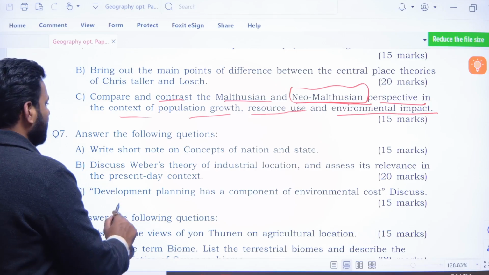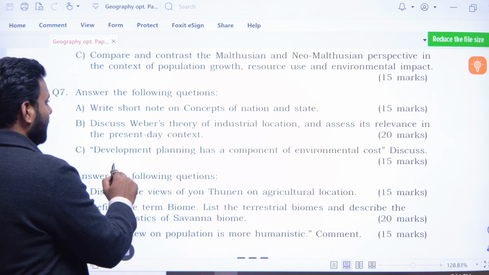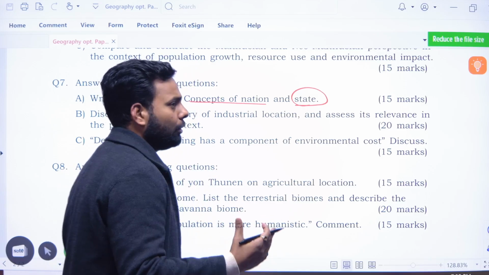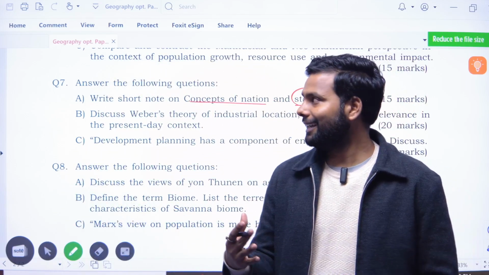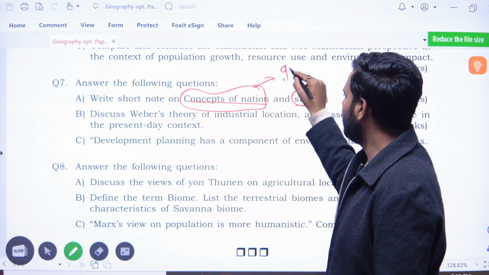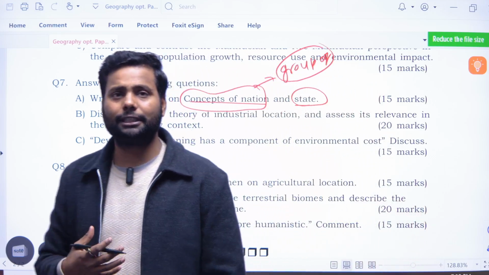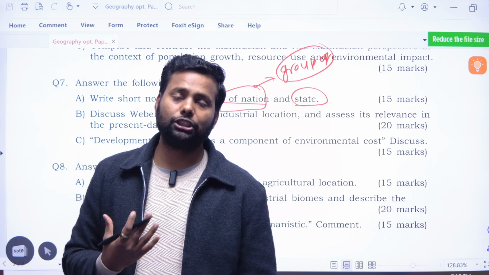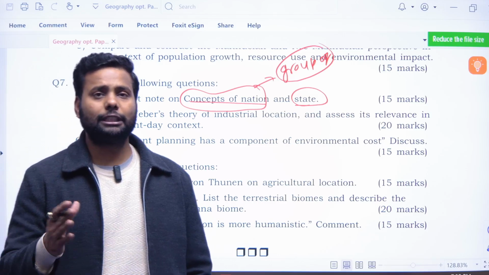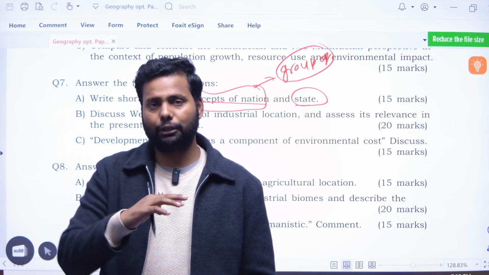Okay, now in the next question, write short notes on the concept of nation and state. We all know what the concept of nation and state is. The nation is a group of people sharing the same culture, same ethnicity, same emotion. The nation is an emotional concept, where the same group of people with the same ethnicity and mutual bonding are living in a particular territory.